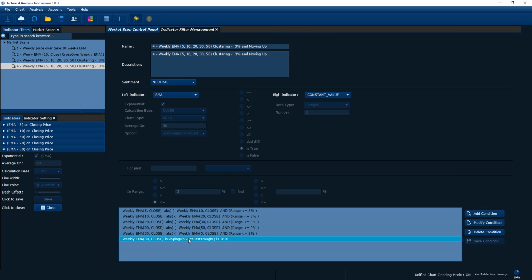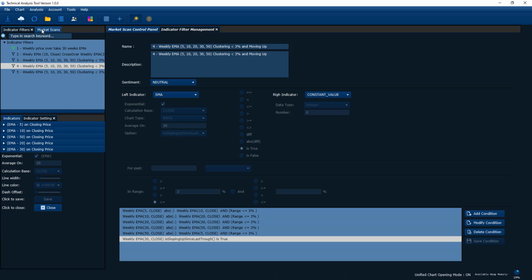So this one we added one direction-related filter. As you can see, we get rid of those bearish movement ones, and we kept all the 30 weeks EMA moving up. Also the moving averages cluster together. That forms our fourth indicator filter.